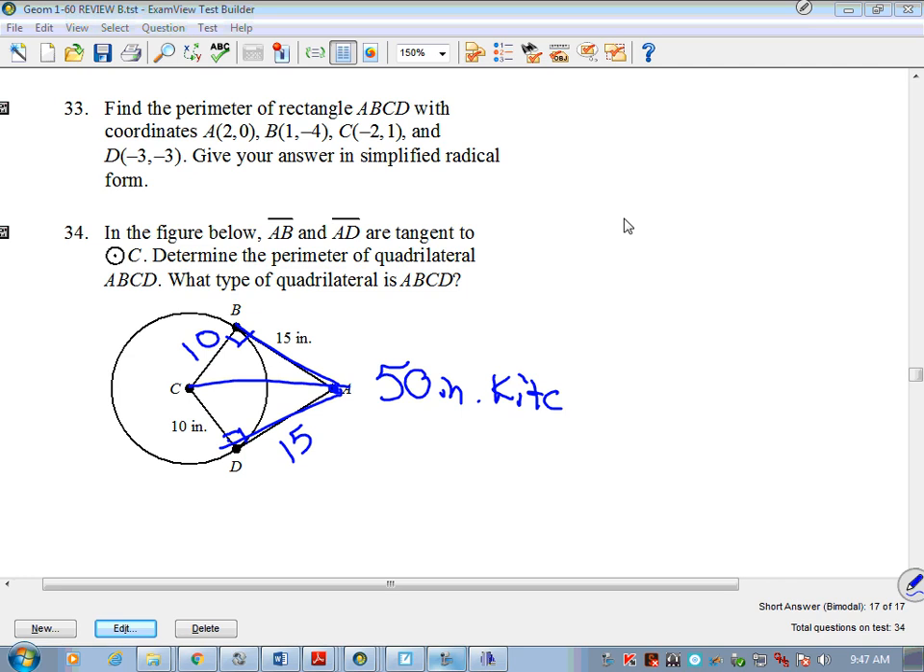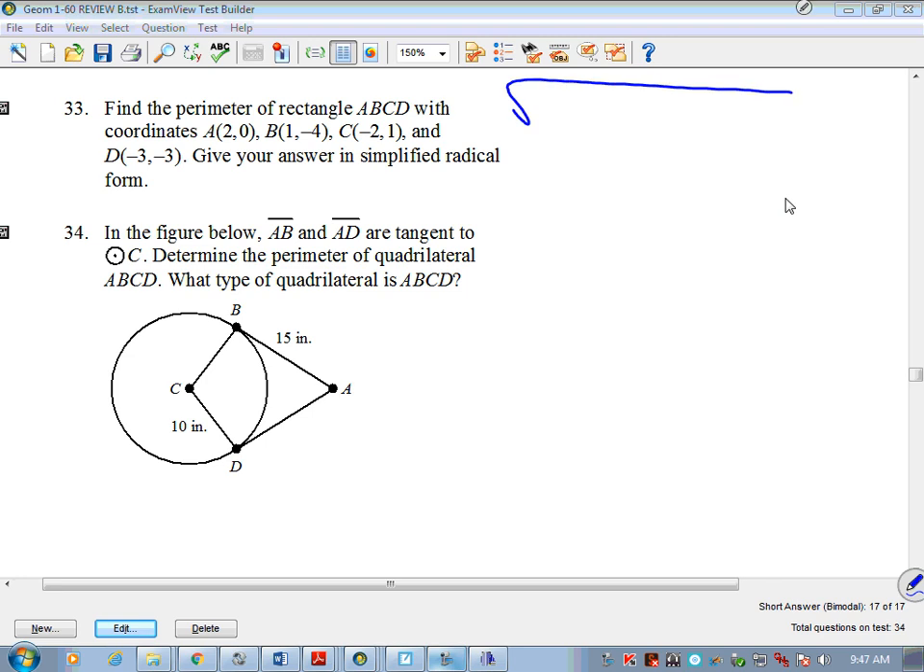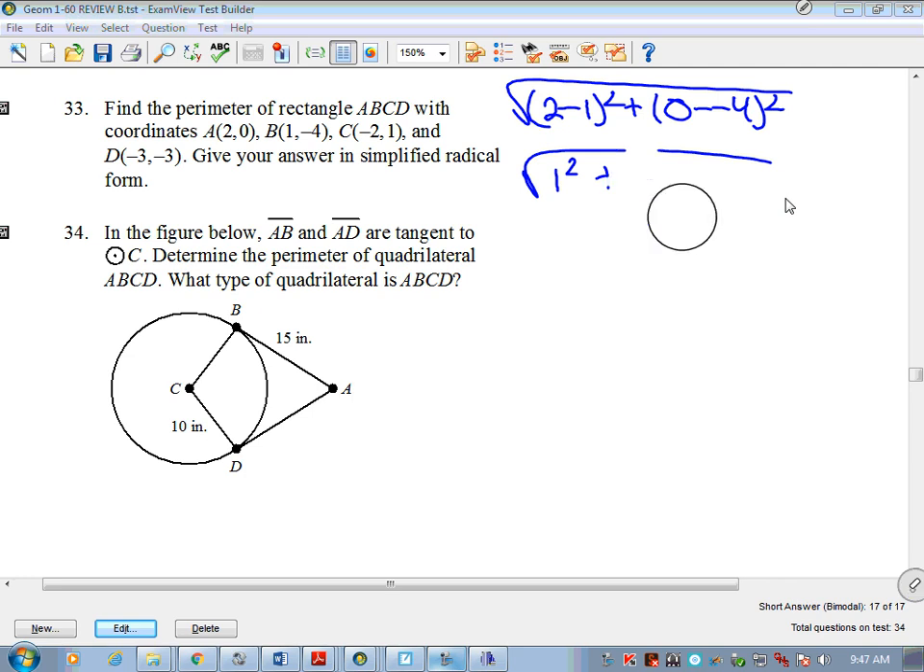Okay, so I think I have enough time to actually go back and do 33. So let's take a look at that from a distance formula standpoint. A to B. All right, so we've got 2 minus 1 squared plus 0 minus -4 squared. Okay, so here, we got 2 minus 1, that's 1 squared, plus 0 plus 4 squared, that's going to be 4 squared, sorry. Okay, 1 squared is 1, 4 squared is 16, so I get square root of 17.